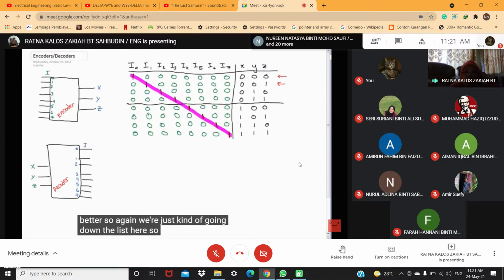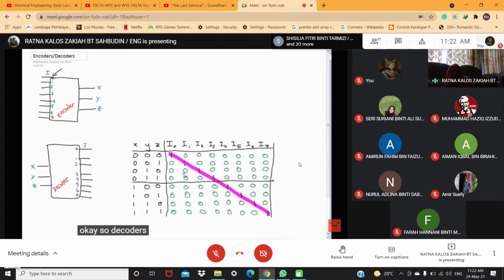So we have input 0 here, which is our very first input at the top, right here. And when that is 1, then we'll have 0, 0, 0 for x, y, z, and then we just kind of go down the truth table. So now we're going to look at decoders.